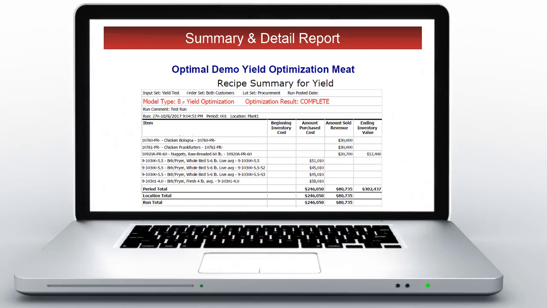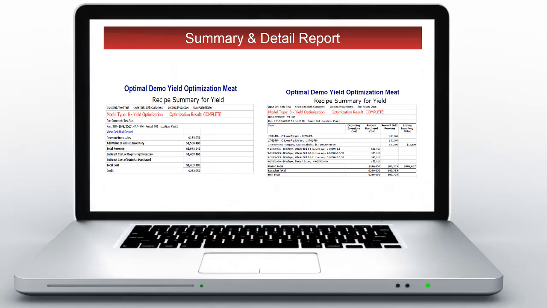A summary detail report presents for each item or product in the solution the beginning inventory cost, the amount purchased costs, the amount sold revenue, and the ending inventory value. Totals are provided for each period, location, and for the entire run. This detail totals to the information in the summary report.